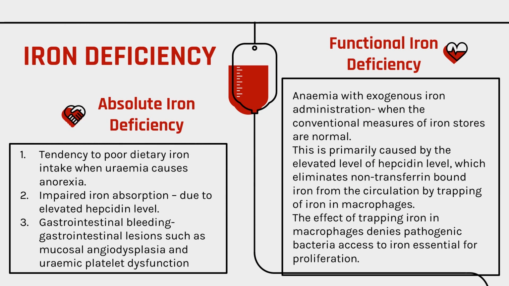We'll be talking about iron deficiency. Absolute iron deficiency occurs due to a combination of a tendency to poor dietary iron intake when uremia causes anorexia, and impaired iron absorption due to elevated hepcidin level. It is produced by the liver in response to a number of factors including body iron status and inflammatory cytokines, and binds to ferroportin on the basolateral surface of gut enterocytes, therefore inhibiting absorption of iron from the gut lumen. These factors therefore contribute to increased hepcidin level in chronic renal disease, which in turn leads to reduced iron absorption.